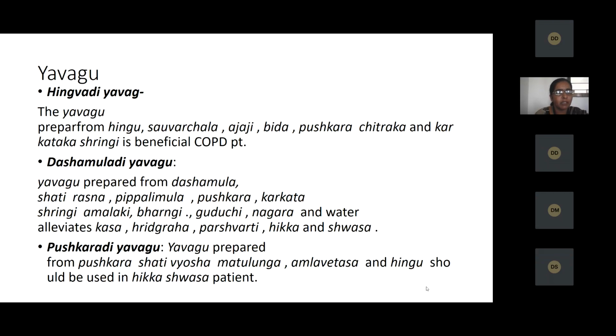Some yavagus are hingvadi yavagu, prepared from hingu, savarchala, ajaji, pippali, pushkara, chitraka, kantakari and shringi, which is beneficial in COPD patients. Again, the Dashamuladi yavagu is prepared from dashamula, shati, rasna, pippali mula, pushkara, karkatashringi, amalaki, bharangi, guduchi, nagar and water. And third is the Pushkaradi yavagu also. We can advise the patient to eat these, and this is the food article which helps in maintaining the lifestyle of that patient.